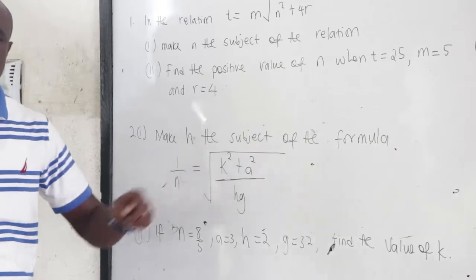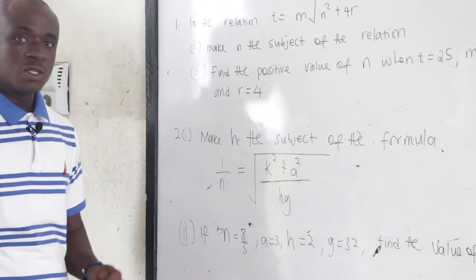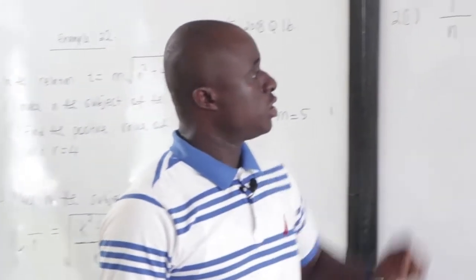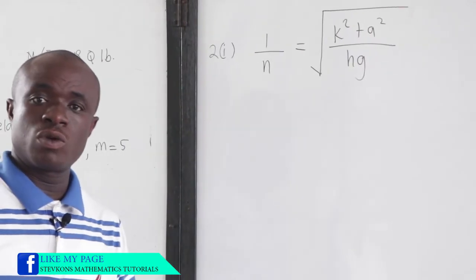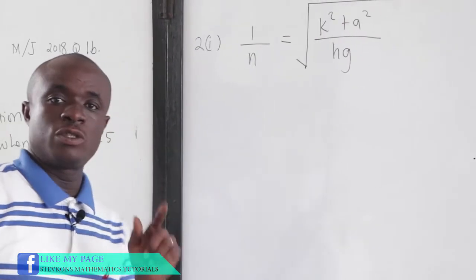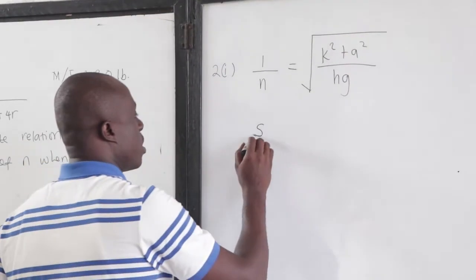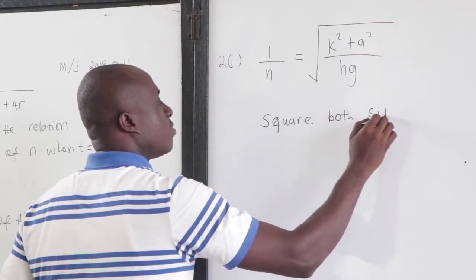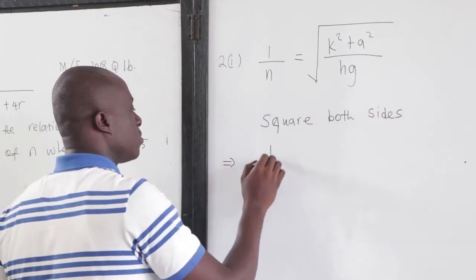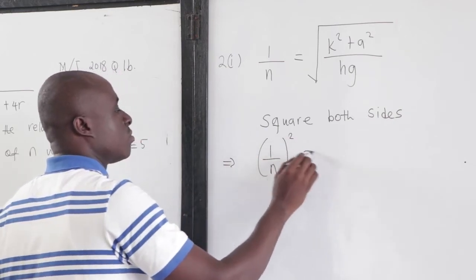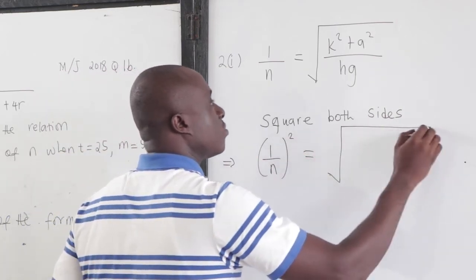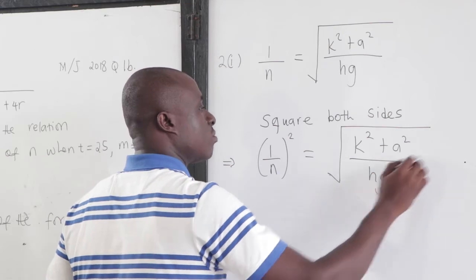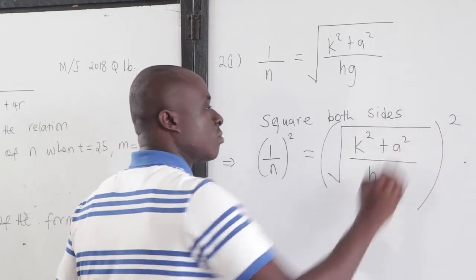We want to make h the subject of the formula 1 over n equal to square root of k squared plus a squared all over h j. Now this h is in a radical, so what should we do? We have to square both sides to eliminate the square root. You have to square both sides.